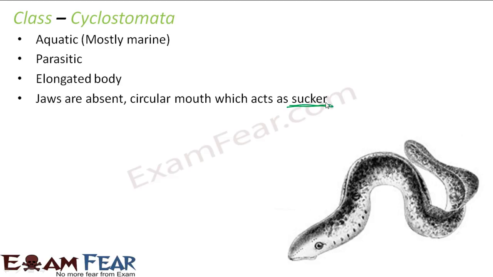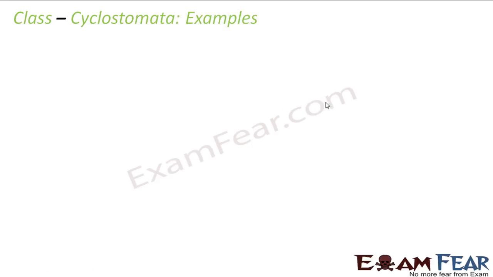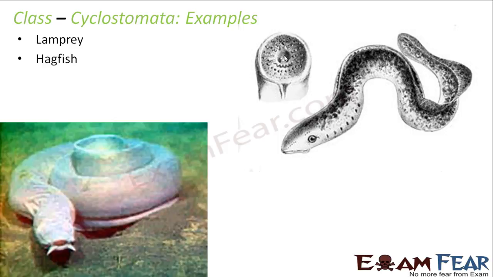So here in this picture you can see how it looks like. Paired fins are absent. Scales are also absent. Vertebral column is cartilaginous, so it is made up of cartilage. Now look at the examples of Cyclostomata. Lamprey. Here this structure shows the internal structure of the mouth. The mouth is circular in nature and it is sucker type. The teeth are present directly inside the mouth. There are no jaws present. Hagfish is another example of Cyclostomata.